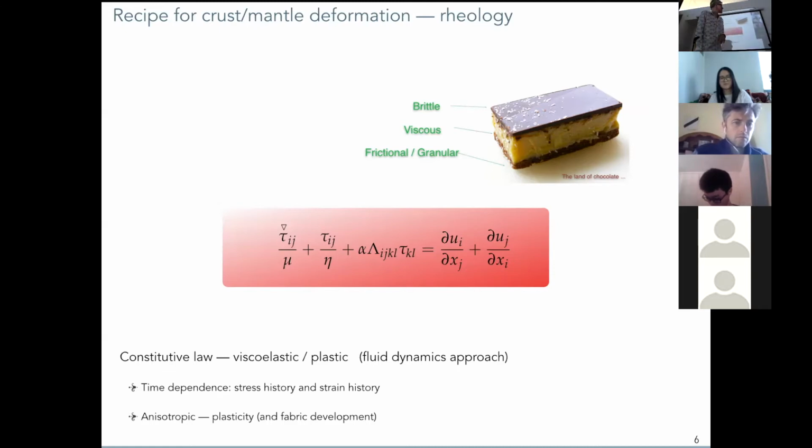And yeah, okay. So then it's not a jelly sandwich. It's a, what do you call those things? I can't remember. There's chocolate on the top. Anyway, it's pretty good. The top part is, what did you call it? Caramel slice, I think. So very brittle at the top. It has a behavior that cracks dominate, viscous in the middle there, frictional granular material on the bottom, and you need all the bits to model that.